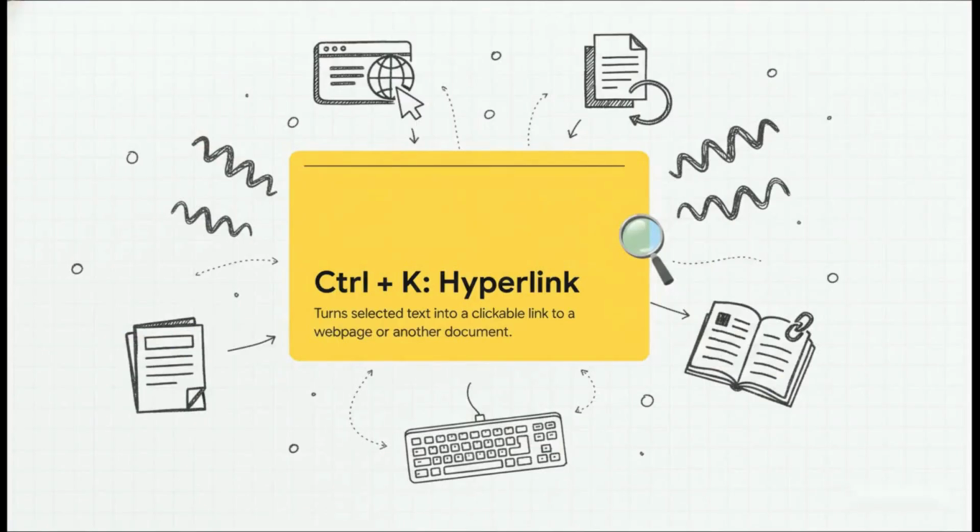So, to connect your work and build bridges between your ideas, you gotta use Control+K to insert a hyperlink. This is an incredibly powerful tool that turns any word or phrase into a clickable gateway to a web page, another file, or even a different spot in the same document.